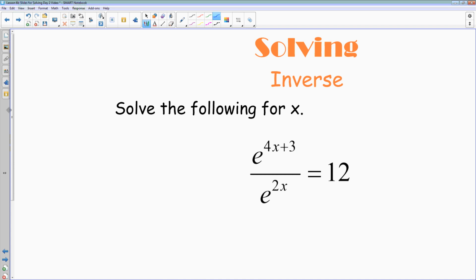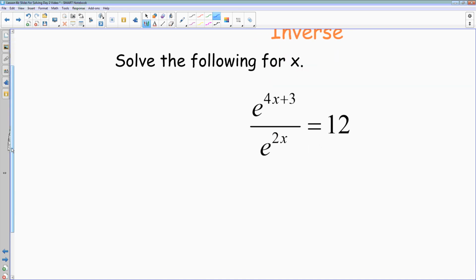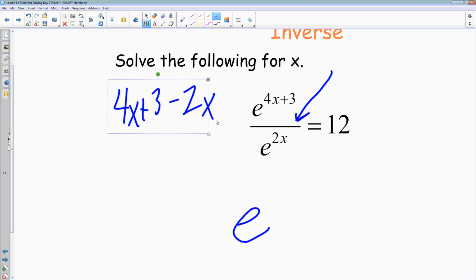So we've got e^(4x + 3) over e^(2x) equals 12. Now you might be like, what in the world do I do here? But guys, good old quotient rule right here, right? You keep your base and you subtract your exponents. All right, so if we want to keep our base and subtract our exponents, we want to do 4x + 3 - 2x. We can only combine those, so that's going to become e^(2x + 3) equals 12.